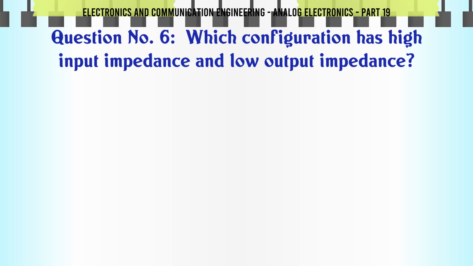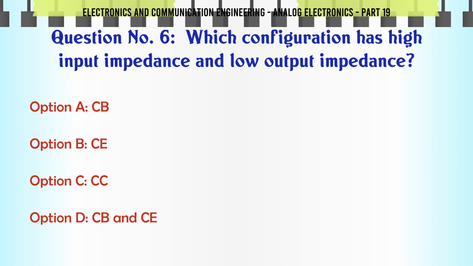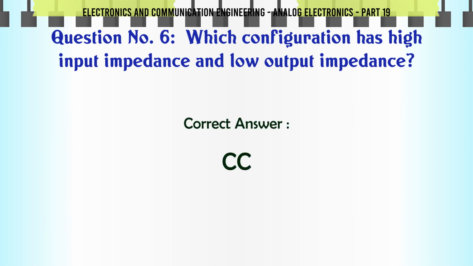Which configuration has high input impedance and low output impedance? A. CB. B. CE. C. CC. D. CB and CE. The correct answer is CC.